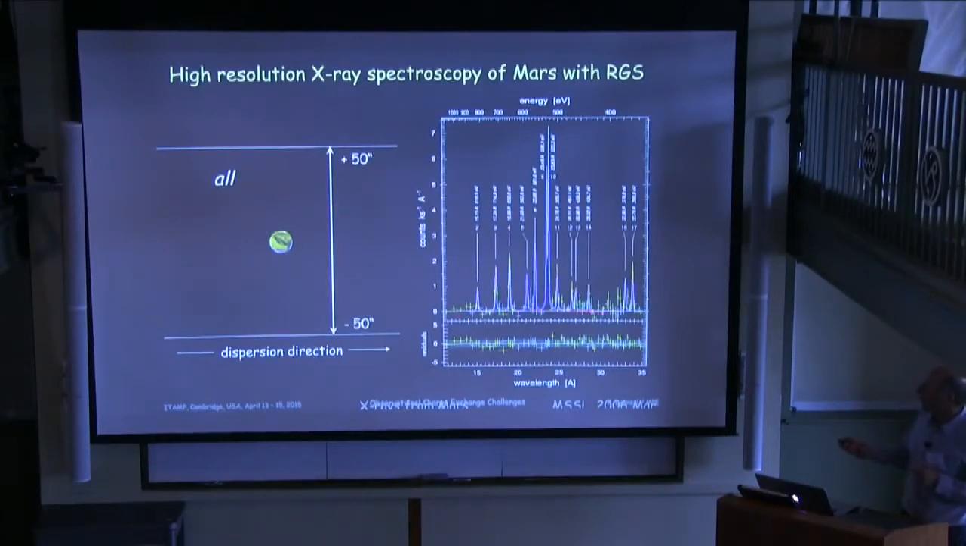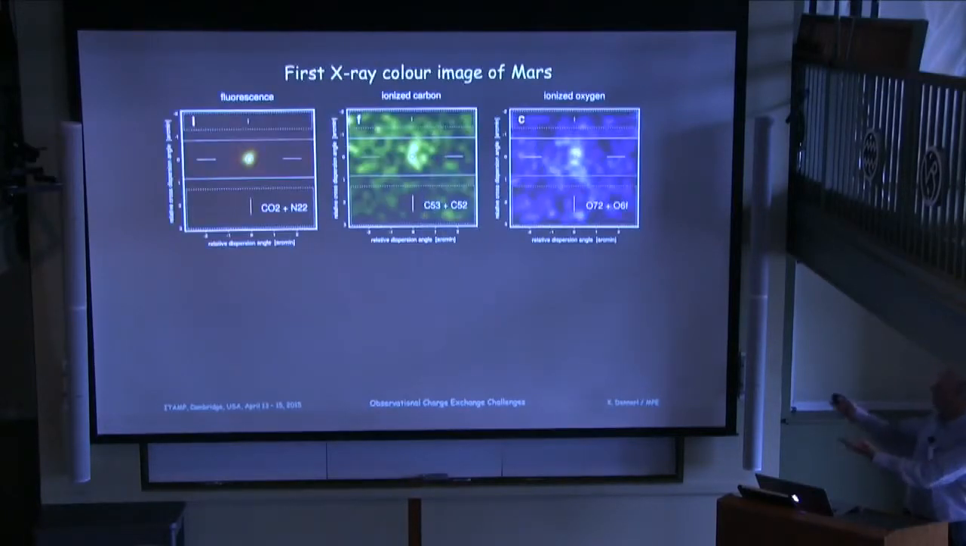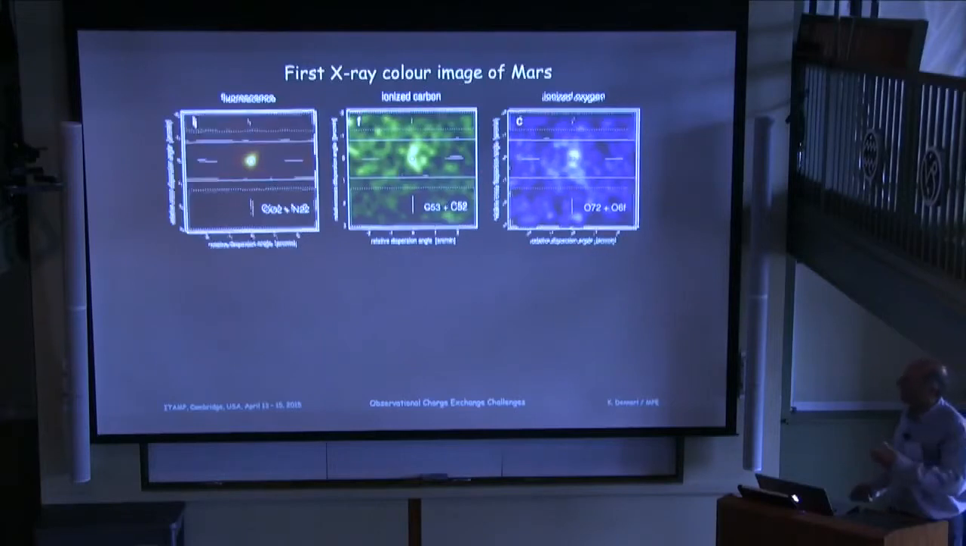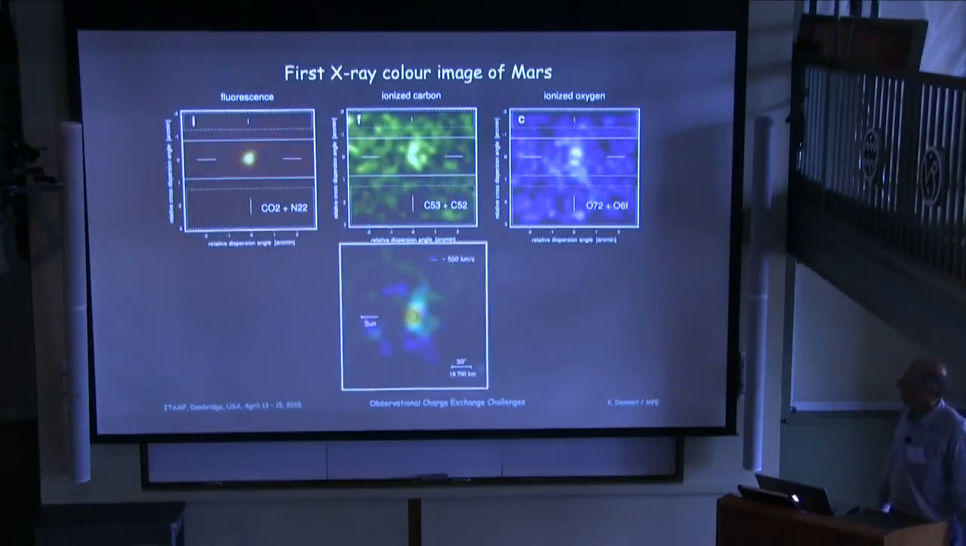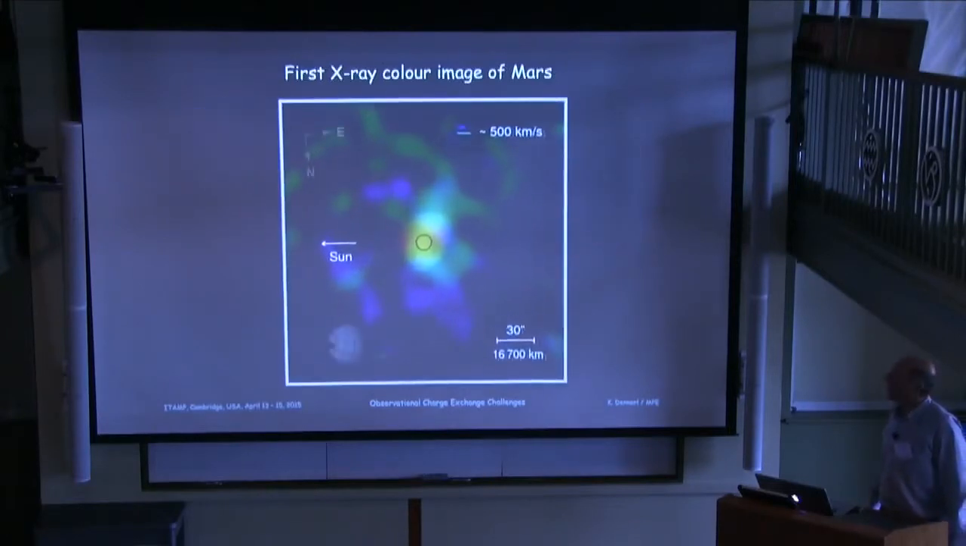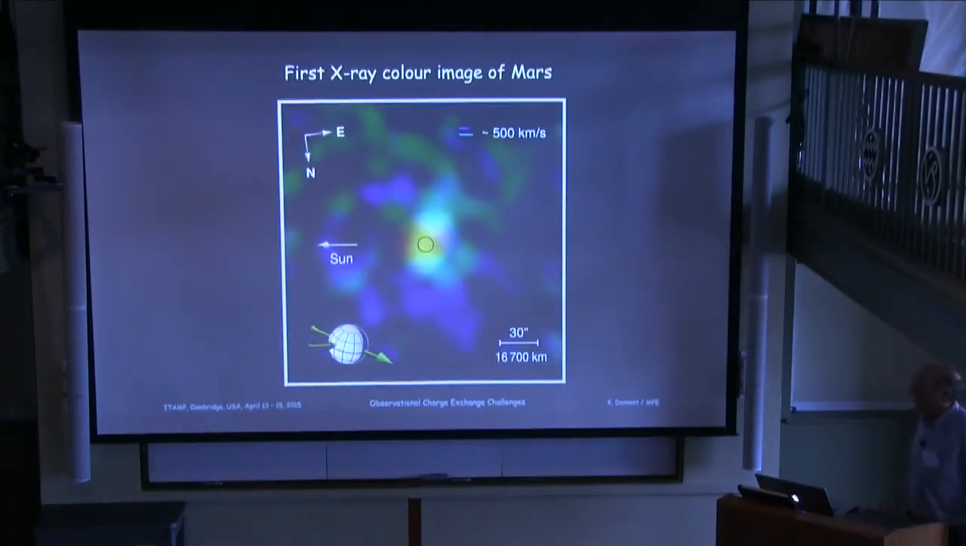So this is the RGS spectrum of Mars, and you can see that the individual peaks are well separated. And because it's slitless, you can use this in order to accumulate images at the particular energies. And this is what I have done here for fluorescence, for ionized carbon, ionized oxygen, colored them, and in this way you can, for example, produce a color image from RGS data. This is a very nice possibility.